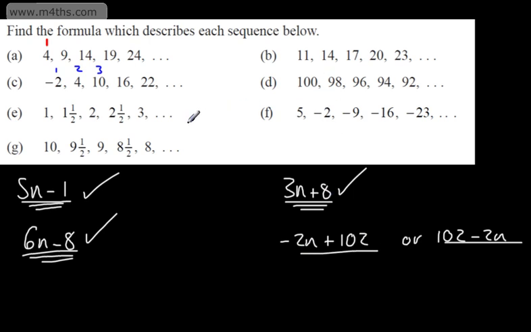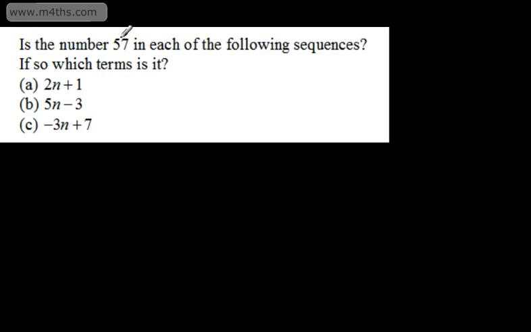So hopefully you can see from here, this one is going up by 1/2 each time. This one is going down by 7 each time, and so on and so forth. I think what we'll do now is look at some questions that push us towards finding certain terms. Is the number 57 in each of the following sequences? If so, which term is it?